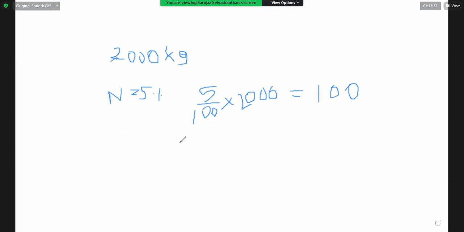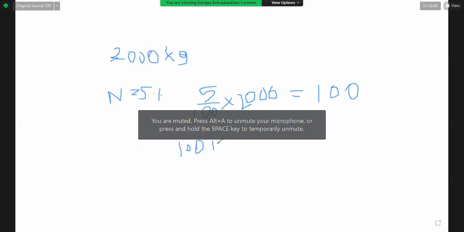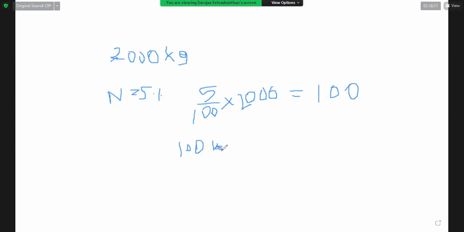Then you can move backward. 100 kilogram of urea contains 46 kilogram of nitrogen. This one you know. Now you have 100 kilogram of nitrogen.